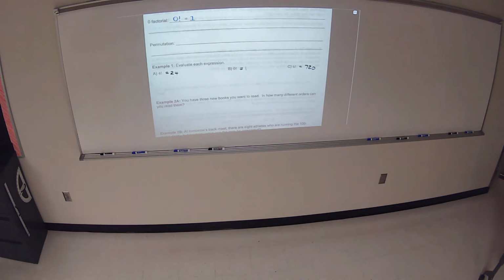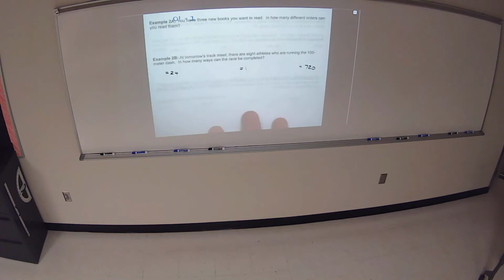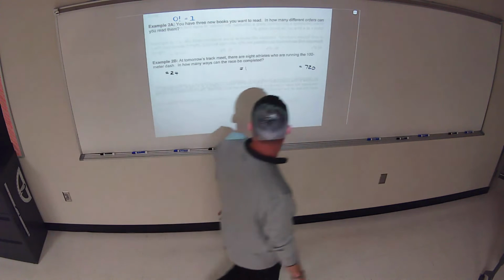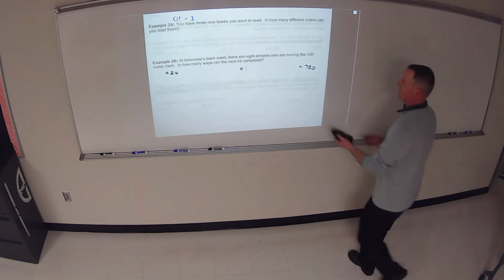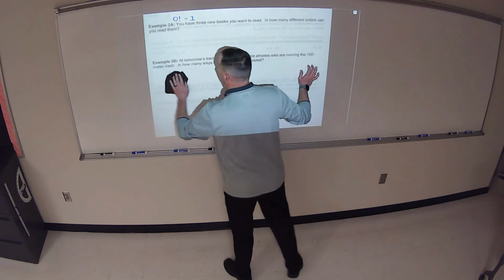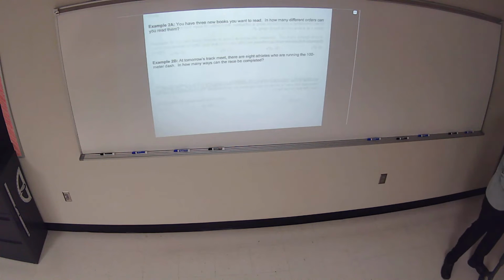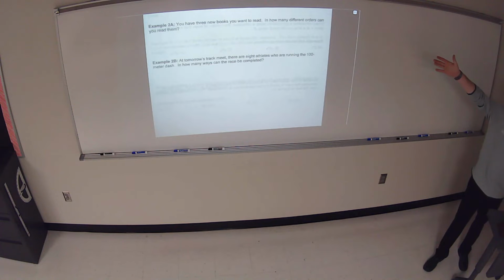And again, I'm going to try and show these to you both ways so you kind of understand how these come up. So in example 2a, it says you have 3 new books that you would like to read. And how many different orders can you read them? Okay? So, a couple different ways to do this. And again, mathematically, we're looking at the exact same idea. This is a problem, example 2a, that I could have given you last week and you should have gotten the same answer.